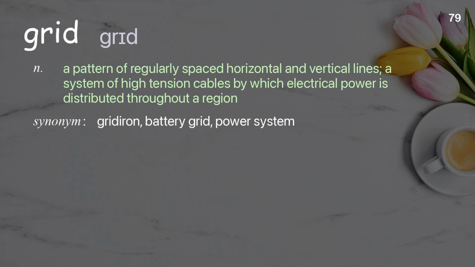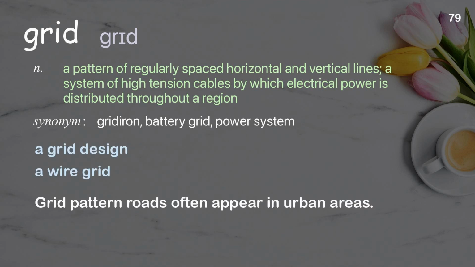Grid. A pattern of regularly spaced horizontal and vertical lines, a system of high-tension cables by which electrical power is distributed throughout a region. Examples: a grid design, a wire grid. Grid pattern roads often appear in urban areas.